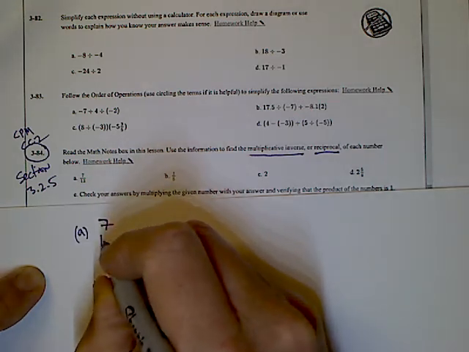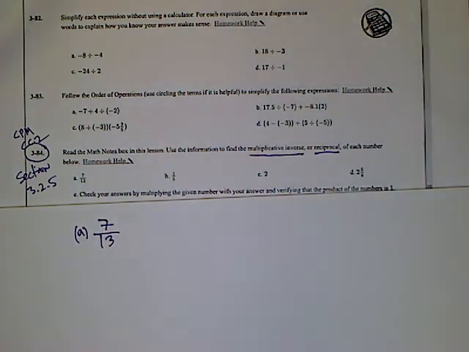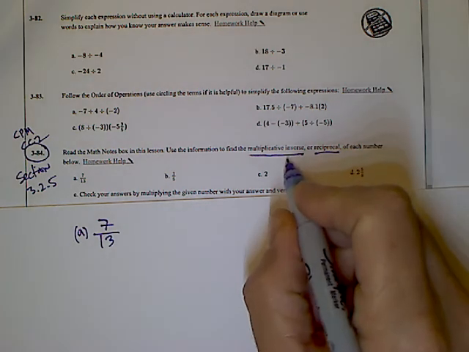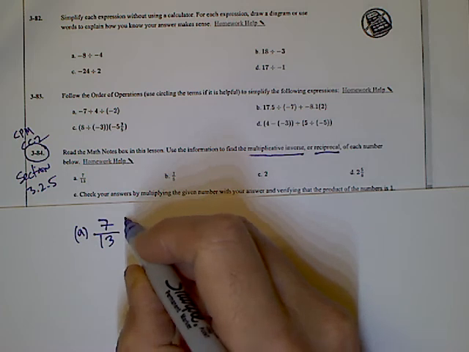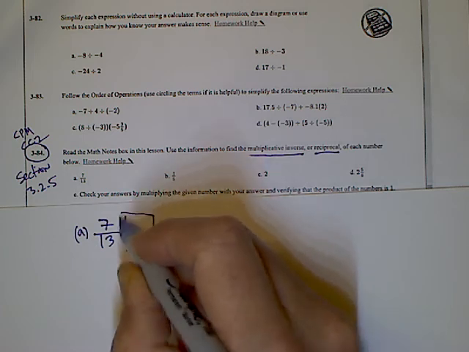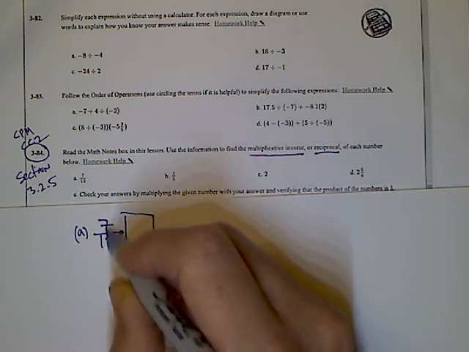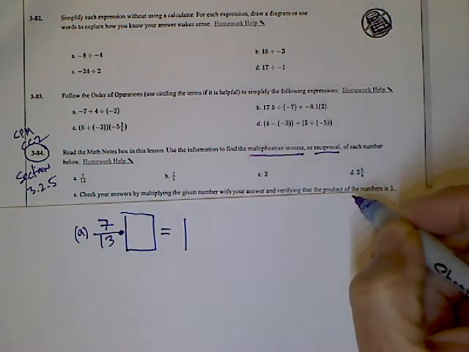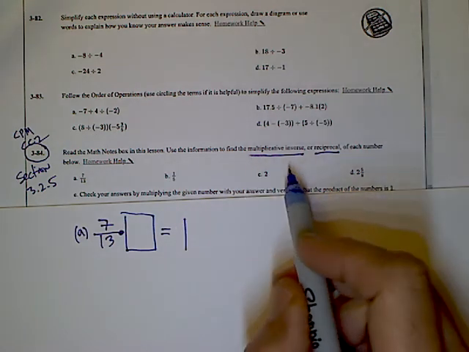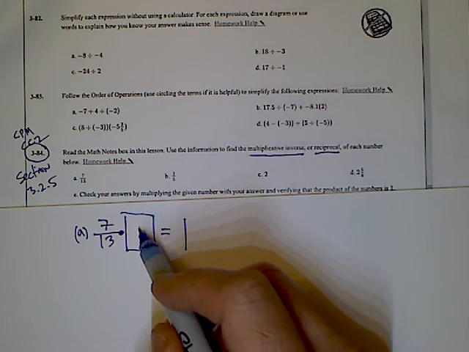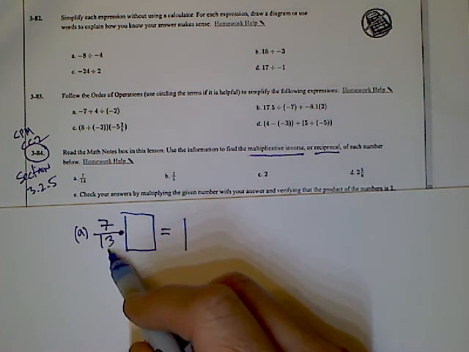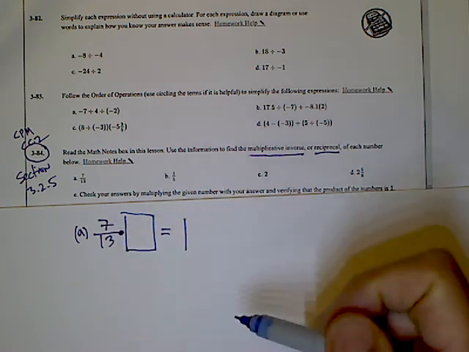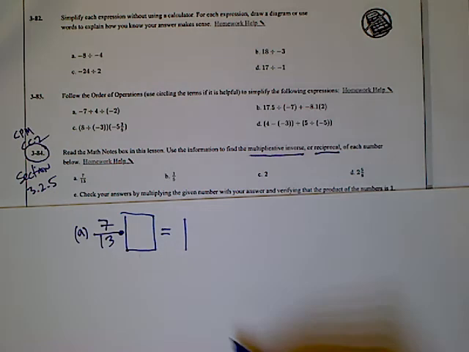A is 7/13. So what would be that reciprocal of 7/13 or the multiplicative inverse of 7/13? Well, what you're looking for is a number that when multiplied to it, the product becomes 1. That's the idea of a multiplicative inverse or reciprocal: a number being multiplied to another number and their product is 1. Okay, so how do we do that?